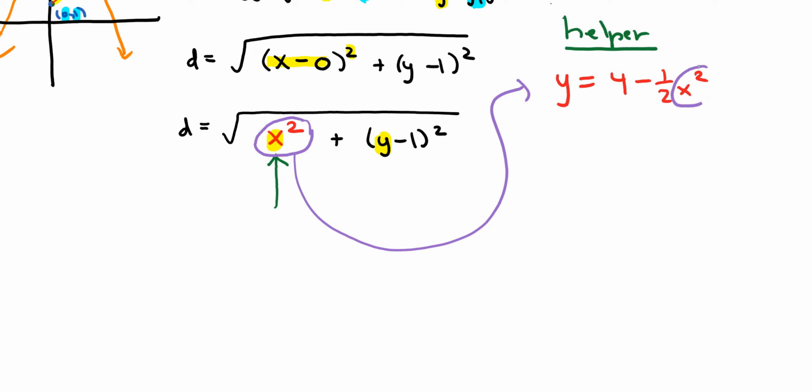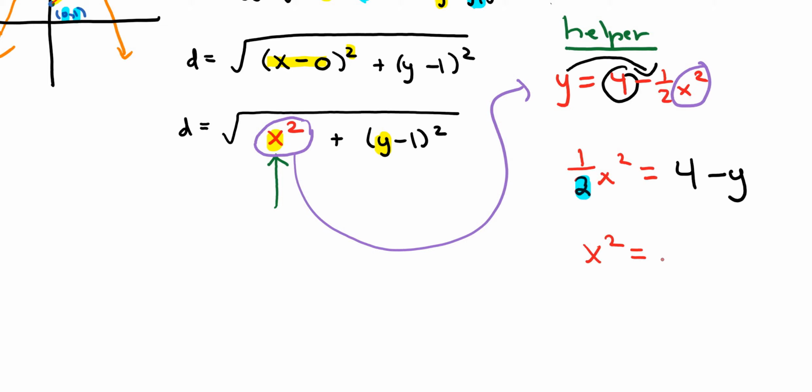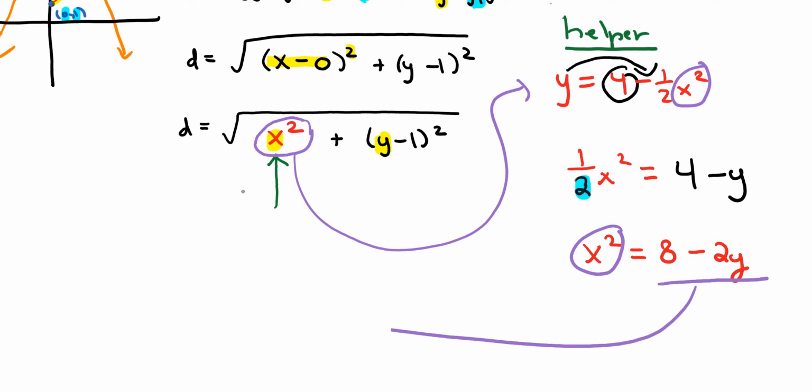Can we replace that with something in the helper equation? Well, there's the x squared term. Let's see if I can isolate for that. So if I do that, that's going to be 1/2 x squared equals 4 minus y, where I leave the 4 here and bring the y to the other side. Then I can multiply everything by that 2. So this will be x squared equals 8 minus 2y. And that works out really nicely now because here's x squared, and x squared is equal to 8 minus 2y. So I can replace the x squared over there with 8 minus 2y.